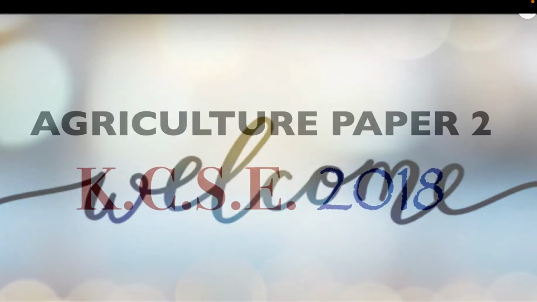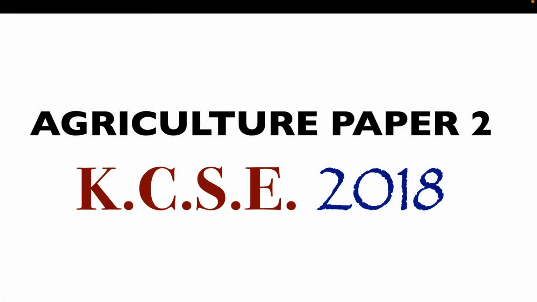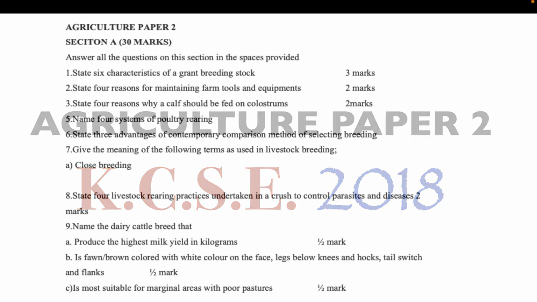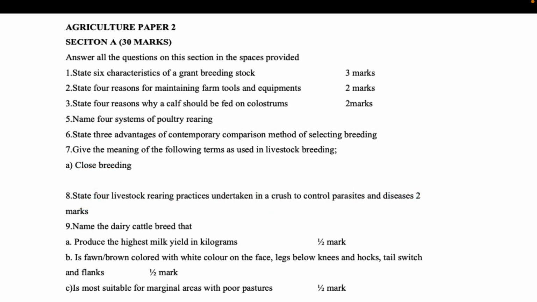Agriculture Paper 2. Section A, 30 marks. Answer all the questions in this section in the spaces provided. 1. State 6 characteristics of a good breeding stock. 3 marks.